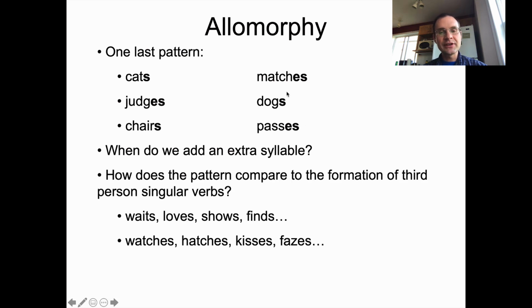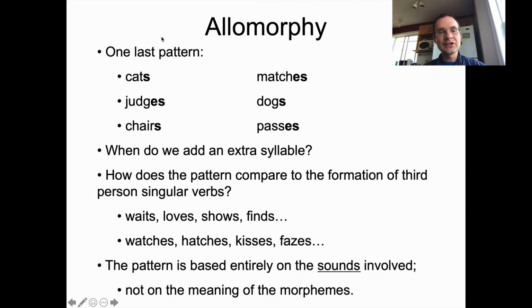So this, interestingly enough, not only applies to plural noun formation, but we know we get a variety of different inflectional affixes in English that are just s by themselves. Like we see it in the third person of the verb as well, in waits, loves, shows, and finds. And when a verb ends in a sibilant sound like watch or hatch, or kiss or phase, and so forth, we add that extra syllable here too. So you say he kisses, or it phases. There's another extra little syllable involving the vowel schwa that splits up those two sibilant sounds to make them both easier to say and to hear, presumably.